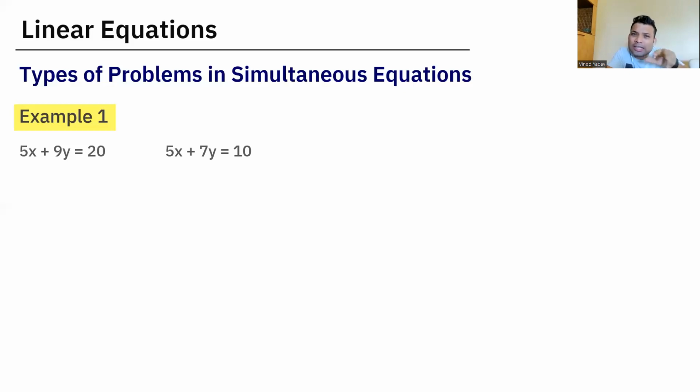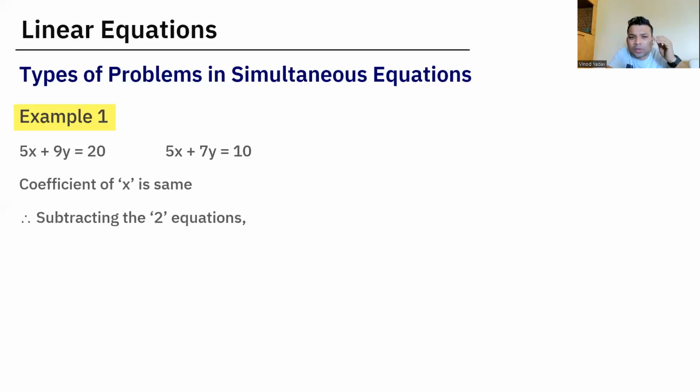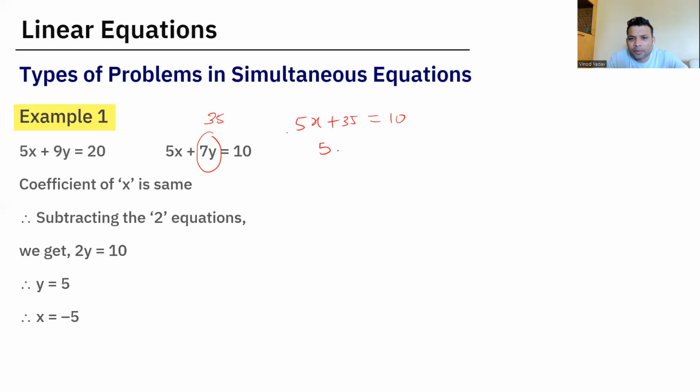So here it is very easy to eliminate because the coefficient of x is same, 5x and 5x. I'll subtract. So if I subtract 9y minus 7y, I'll get 2y is equal to 20 minus 10. That is 2y is equal to 10. So y is 5. Substitute in any one of them, you will get the value of x. Now, suppose here I substitute y as 5. This is 35. So 5x plus 35 is equal to 10. So 5x is equal to 10 minus 35. So minus 25 divided by 5. So x is minus 5.